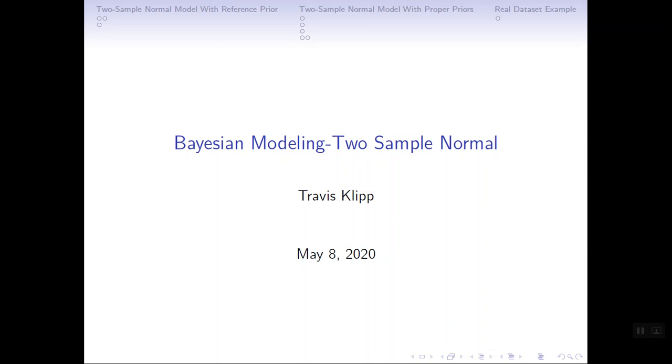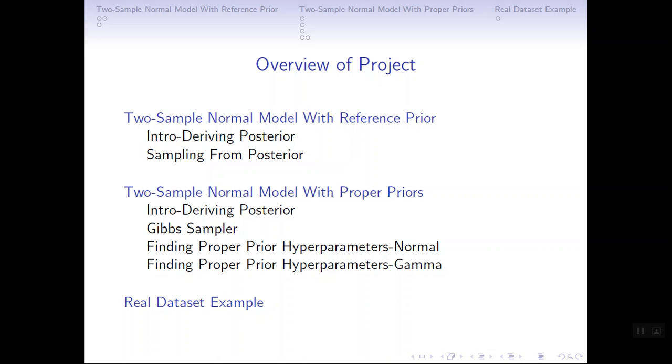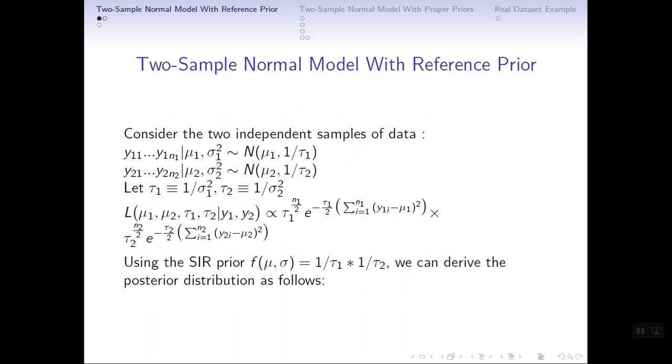Hey everyone, this is Travis Clip, and today I'll be presenting the two-sample normal model in Bayesian modeling. First, I'll go over some of the theory using the reference prior, and then with independent proper priors, and then I will analyze a real data set using R. And the viewer should be advised that they should already have some familiarity with Bayesian modeling and the one-sample normal model. Okay, so starting off with the two-sample normal model with the reference prior.